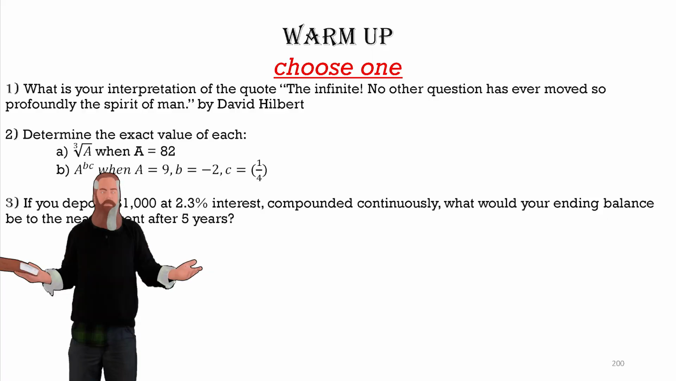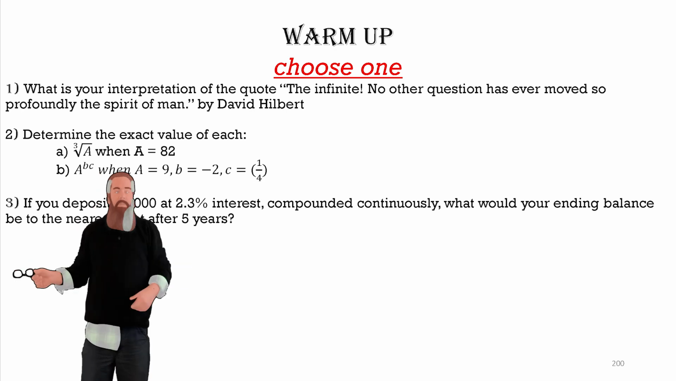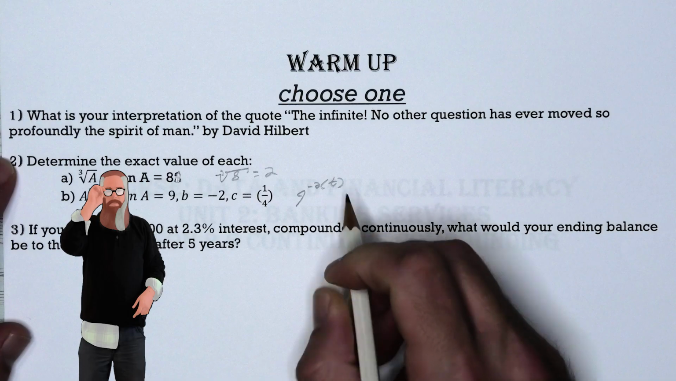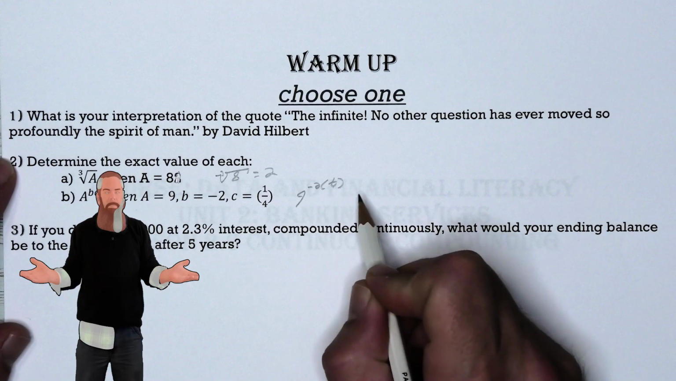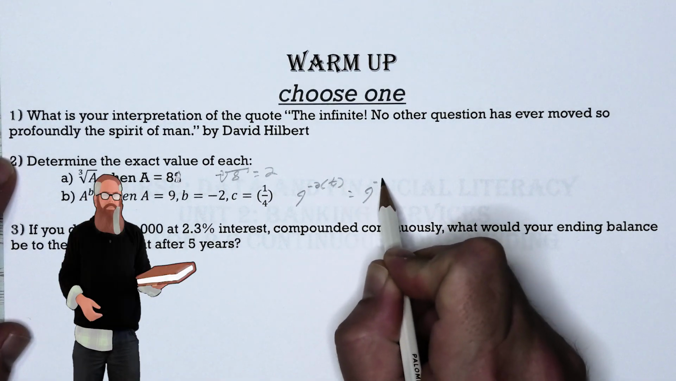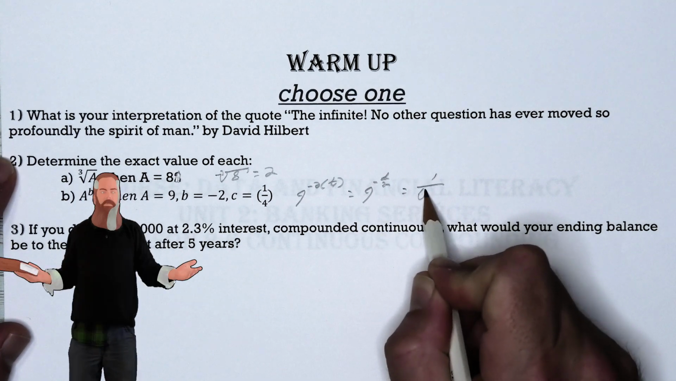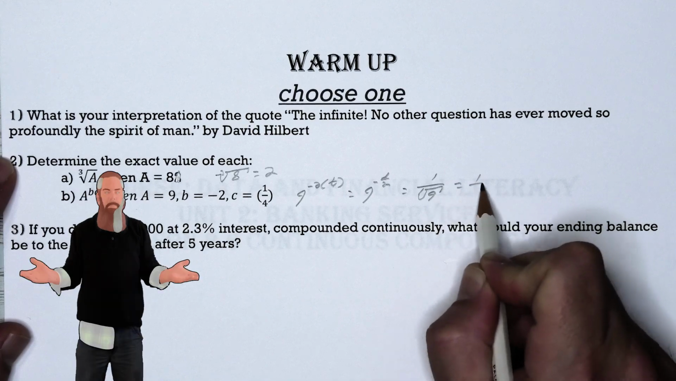And we're going to find a to the bc power when a is 9, b is negative 2, and c is 1/4. This means 9 to the negative 2 times 1/4, which is 9 to the negative 1/2 power. This would look like 1 over the square root of 9, which is 1 over 3.